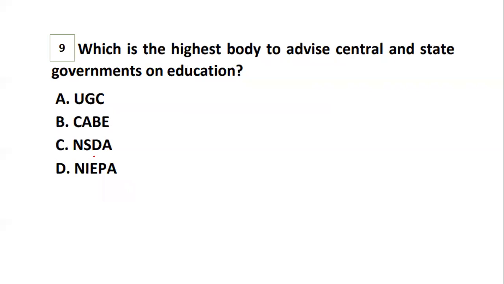Which is the highest body to advise central and state governments on education? Now see, here you have to be very careful. Many times such questions do not give you the full form. They just give you the acronyms, and you have to be very careful with that. Whether it is UGC, CABE, NSDA, or NIPA, which of them is the highest body to advise central and state government on education? So which of them talks about the highest body of education?